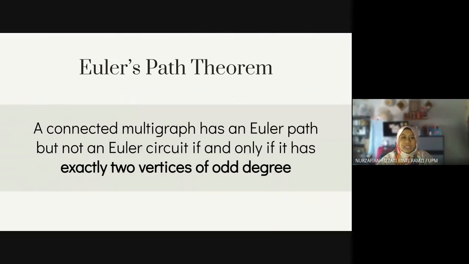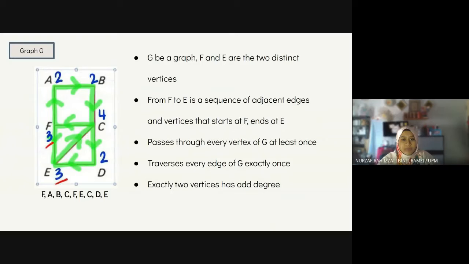Next, I will explain Euler's path theorem. This theorem states that a connected multigraph has an Euler path but not an Euler circuit if and only if it has exactly two vertices of odd degree. To have more understanding about this, I'll use the example I showed just now.